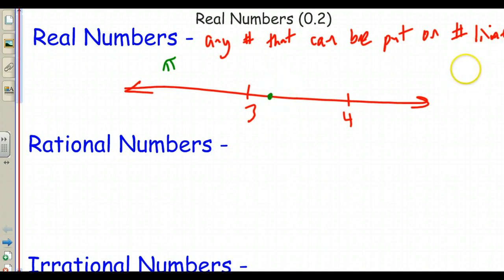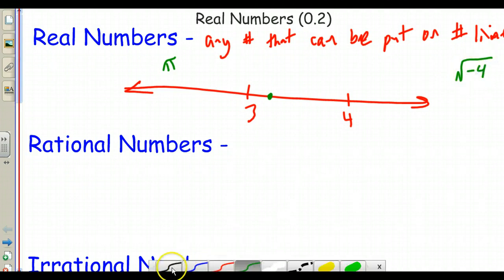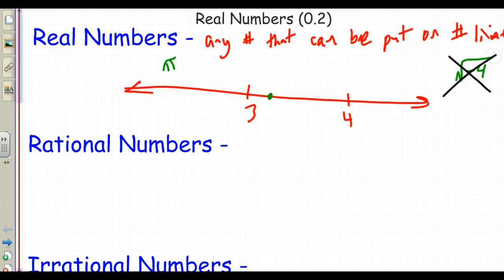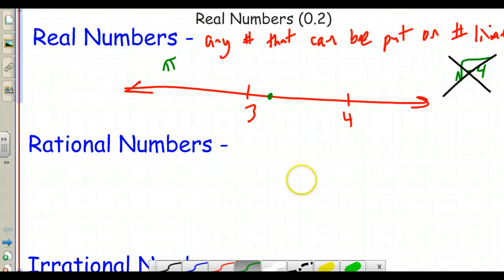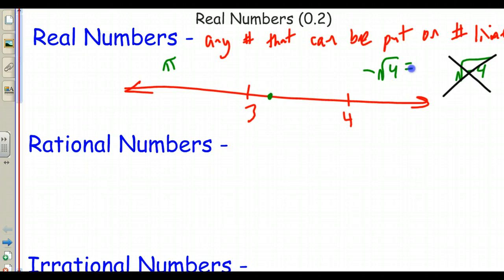The only thing that would not be a real number is something like this, square root of -4. That would not be real. Interestingly, though, negative square root of 4 is a number, right? That would be -2. But you can't take the square root of a negative. That causes an imaginary number, which you haven't learned yet. We may not even learn that till Algebra II.